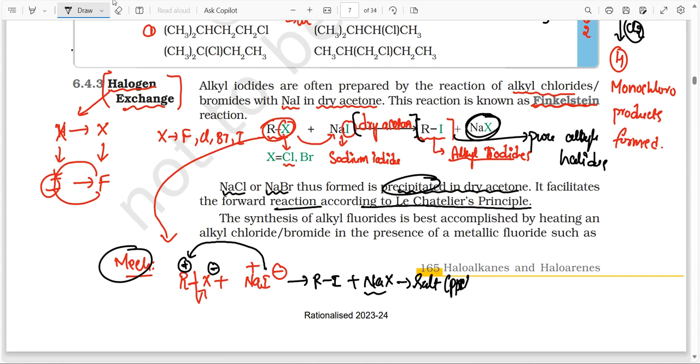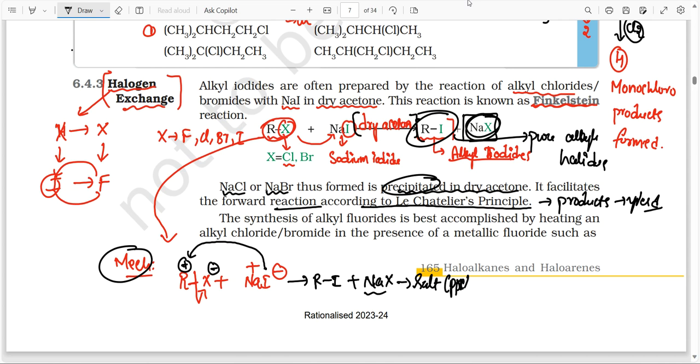You know that according to Le Chatelier's principle, by using dry acetone, it leads to the formation of products. That means product side formation, product side reaction takes place. That means product side yield is high. It can't revert back. Okay, I hope this concept, that means the Finkelstein reaction, is clear to you.